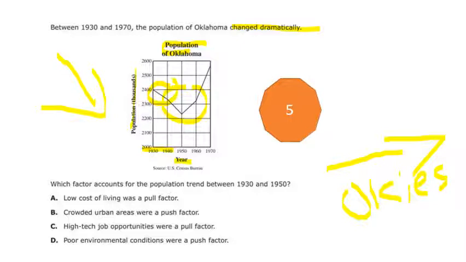So what's the issue here? Poor environmental factors pushed people out. The Dust Bowl pushed people out. So don't forget that, Dust Bowl. All right, next.